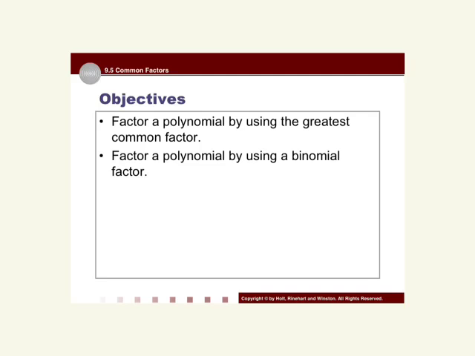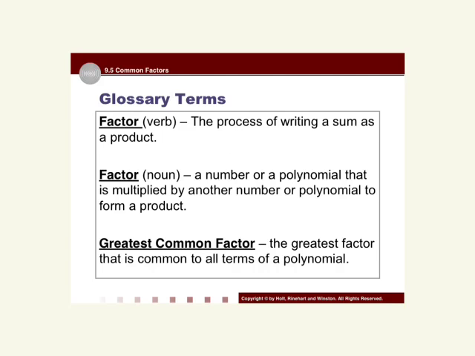But before we get into that, we're going to review just a little bit what you've done in class during your block schedule day about GCF, or greatest common factor, factoring. First of all, remember that factor can be a verb, and that's one of the things we're doing: we're going to be factoring polynomials.